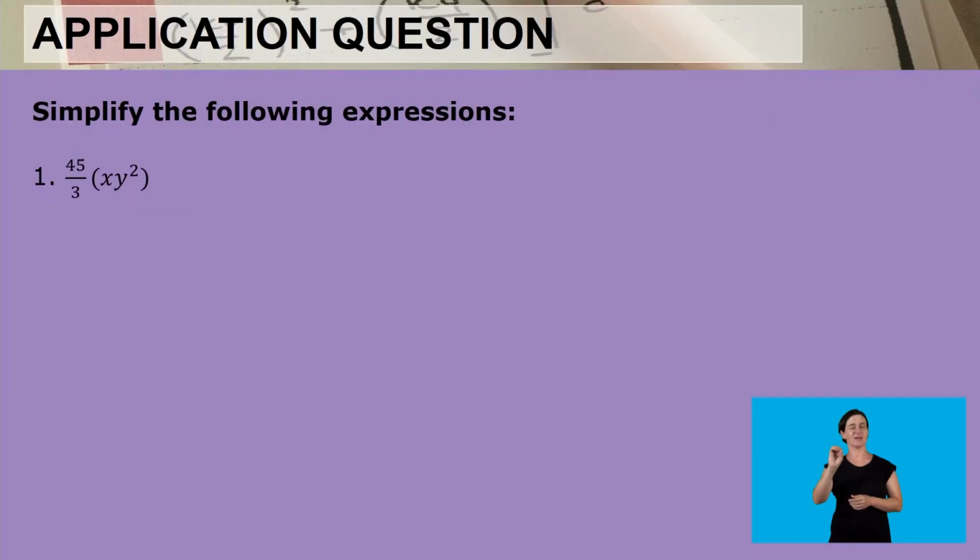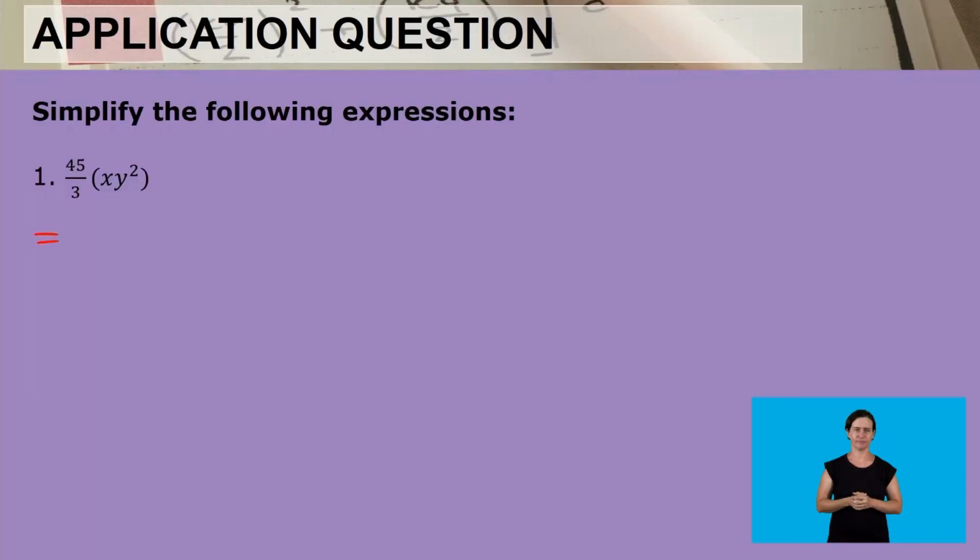So now we are going to be working with those application questions. Let's look at our first question here. It says there, simplify the following expressions. Now, the first expression that we have been given here is 45 divided by 3, and this is multiplied by xy squared. Now, remember, when we are simplifying these expressions, we need to remember our previous knowledge, and that is our exponent laws and how we multiply and divide polynomials. So let's see how we can work with that expression.